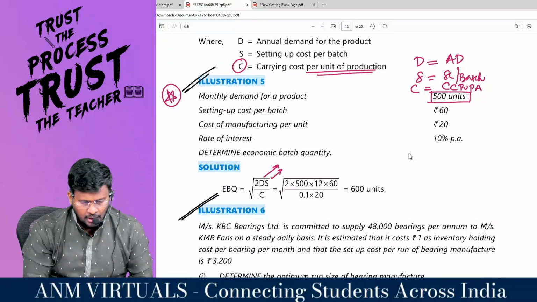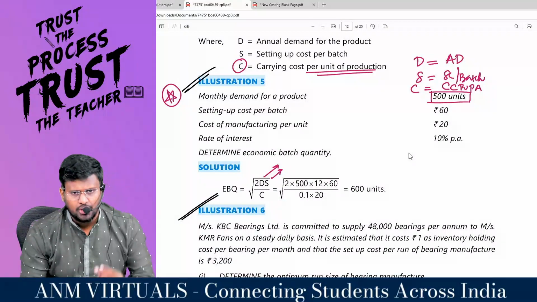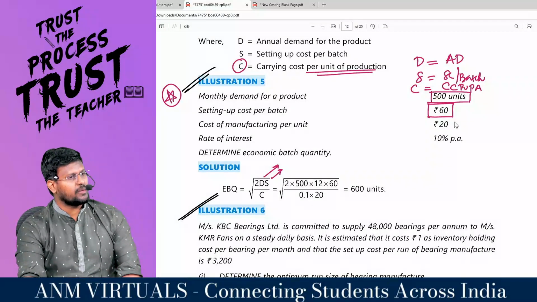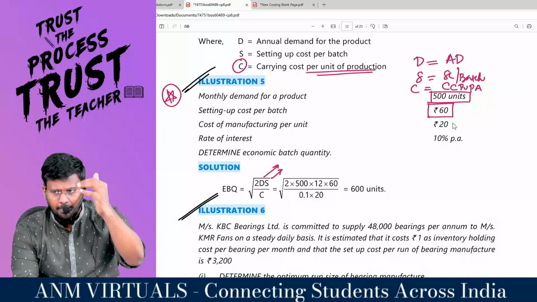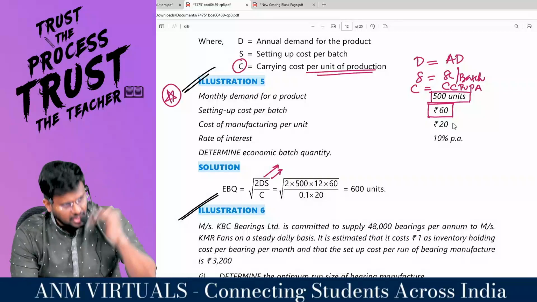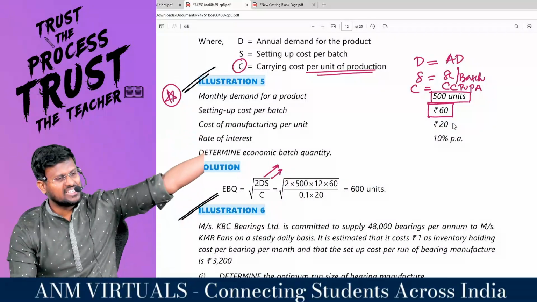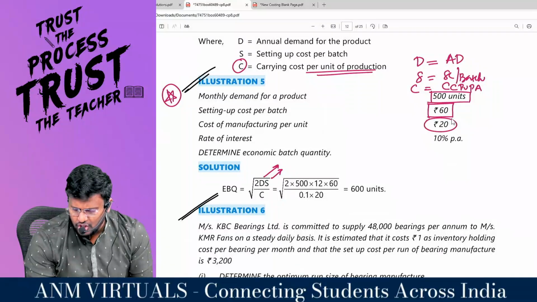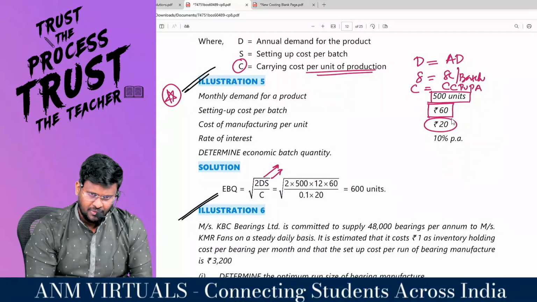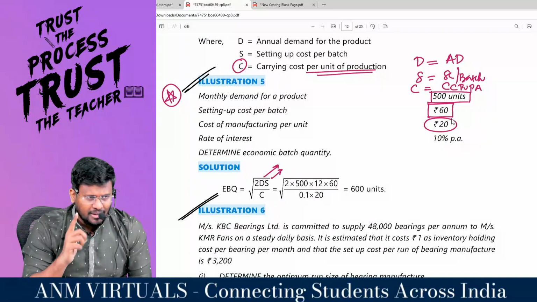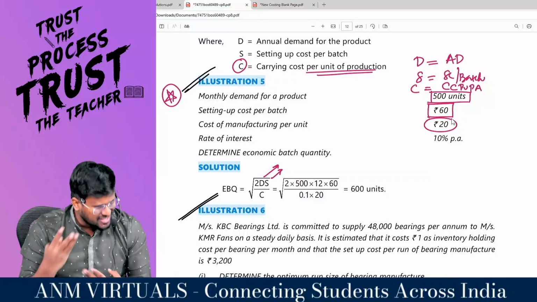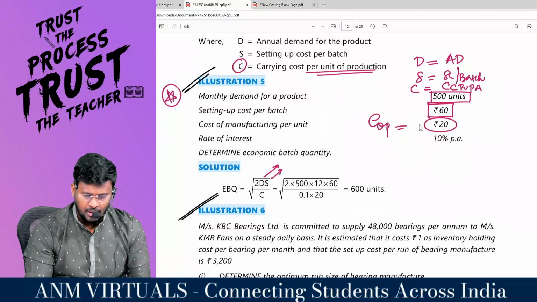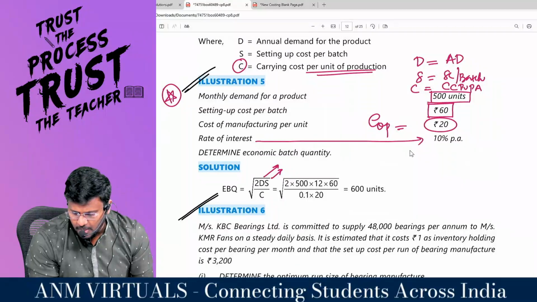Comfortable? Setup cost per batch: in order to do one setup, I am incurring 60 rupees. So if the number of setups reduces, the setup cost reduces. If the number of setups increases, the setup cost increases. Comfortable? Cost of manufacturing per unit is 20 rupees. So one unit, direct material, direct labor, direct expenses, prime cost, everything, the cost of production is 20 per unit. Sir, rate of interest is 10 percent per annum.